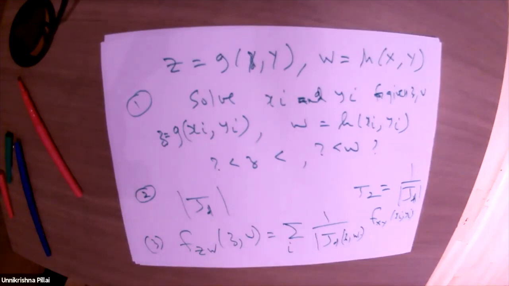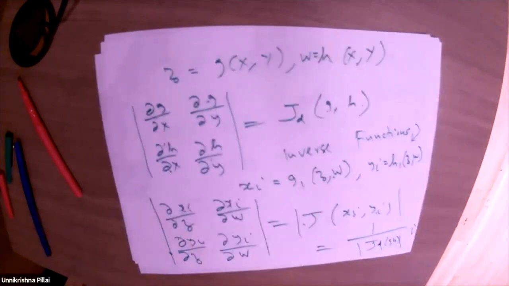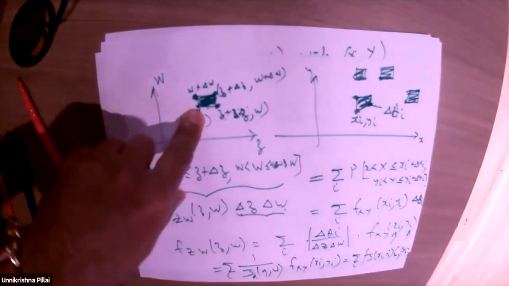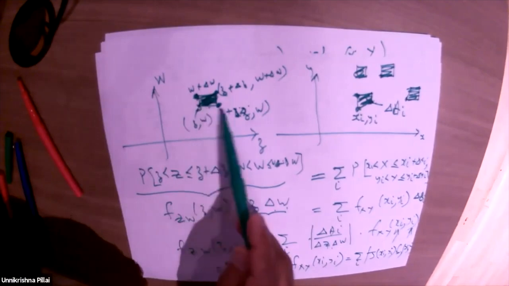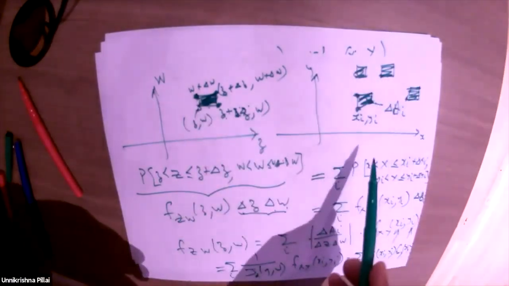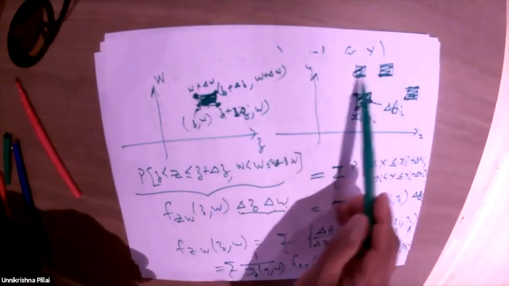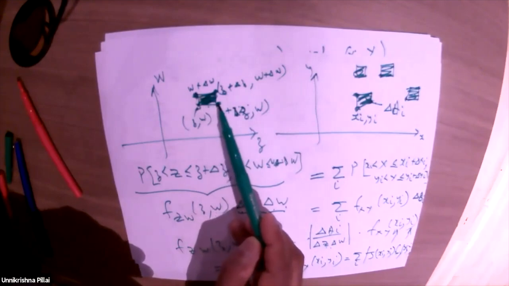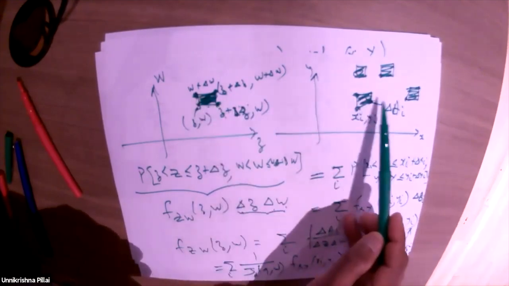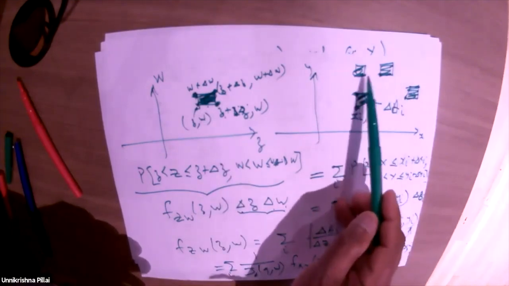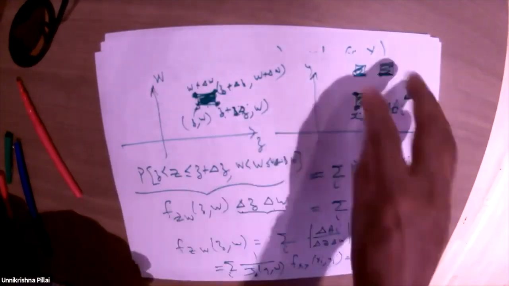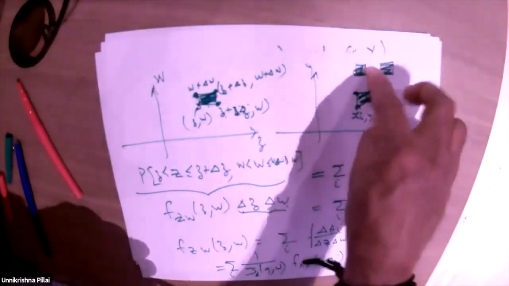Why did this summation come up? I hope you see where we were coming from. For a given point z comma w, as you make small variations, you have multiple solutions here. So when Z is here, X could be anywhere here. When Z makes small movements in the Z direction or W direction, X and Y could be in any one of these small regions. So the probability of ZW being here is the sum of the probabilities of XY being either here or here or here or here.